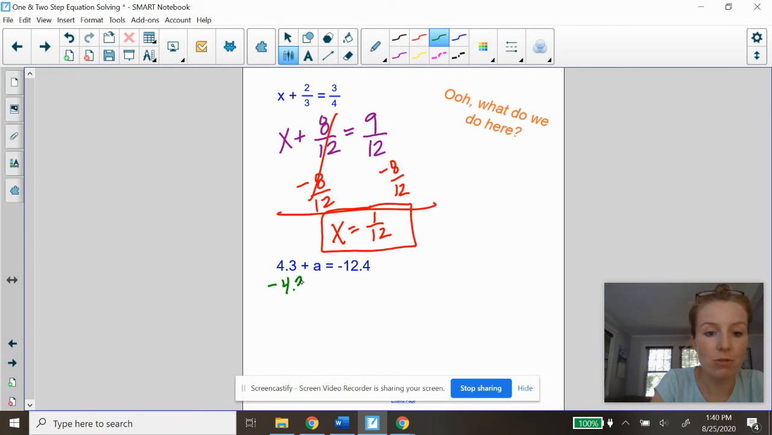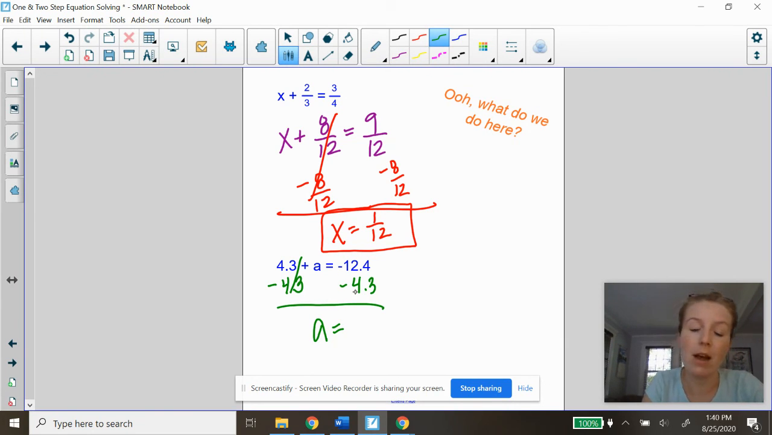Hopefully you feel the same thing here with my decimals. I'm just going to subtract 4.3 from both sides. I know, though, that I'm subtracting two negative numbers, so my answer here is actually going to get more negative, which means I'm going to actually add them. So this should become negative 16.7.